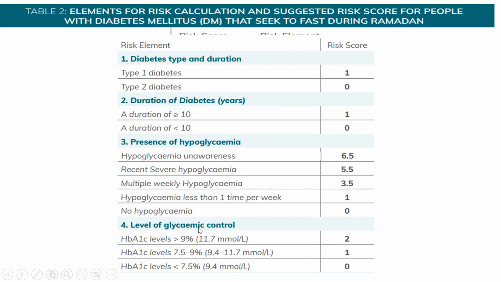In terms of the level of glycemic control, if HbA1c is 9% or more, poorly controlled, that gives a risk score of 2. HbA1c of 7.5 to 9%, risk score of 1, and less than 7.5%, risk score of 0.